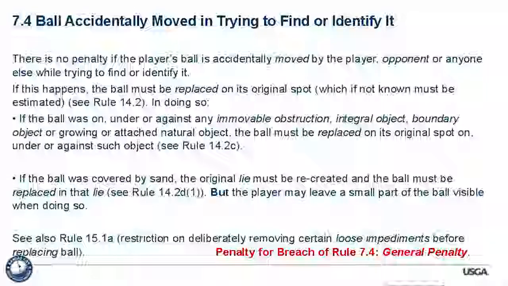All right, so if this does happen, the highlighted in yellow there, the ball must be replaced on its original spot, which if not known must be estimated. So it's very common that you could be looking for a golf ball in the woods or in the weeds, and you kick it and you weren't exactly sure where it was. If you weren't exactly sure where it was, what do we do with it when we replace it?